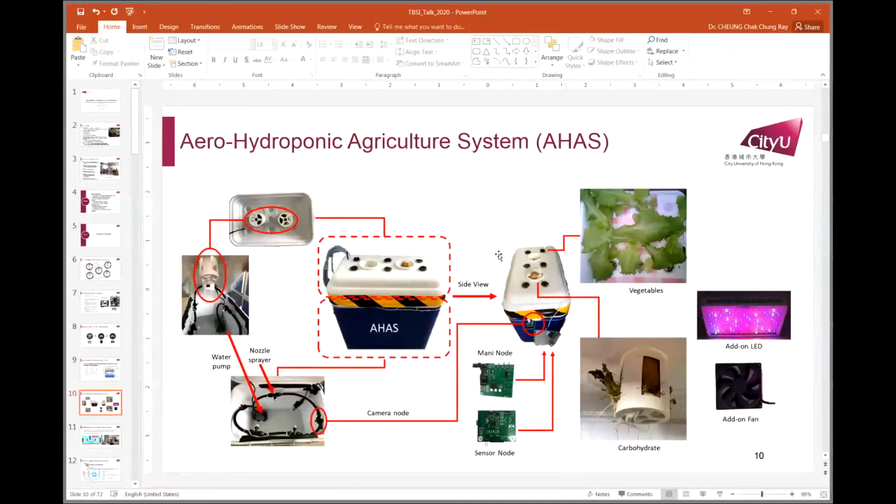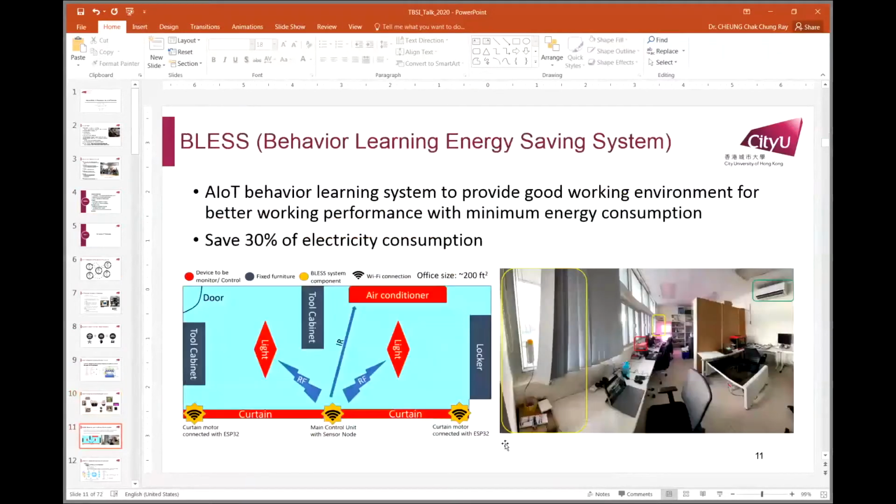And here is the overall picture. We call it AHAS. We have the water pump and all these different sensors. At the moment, we're using some chips, and we're trying to put our RISC-V chip together into the system.